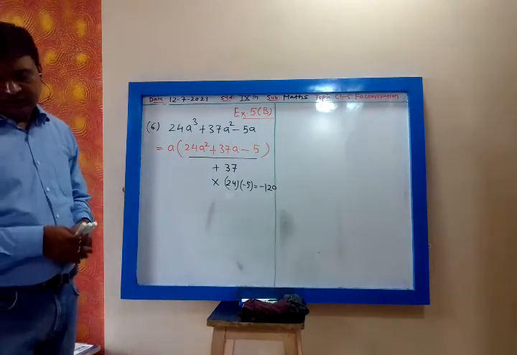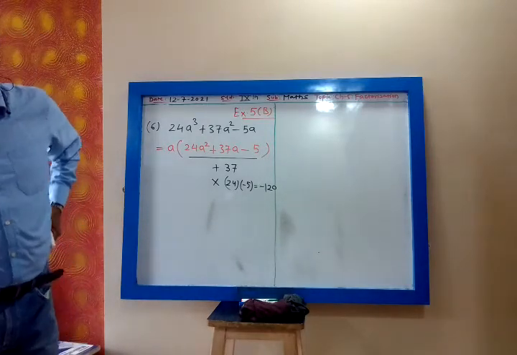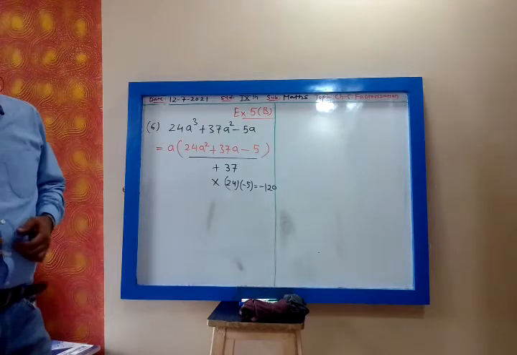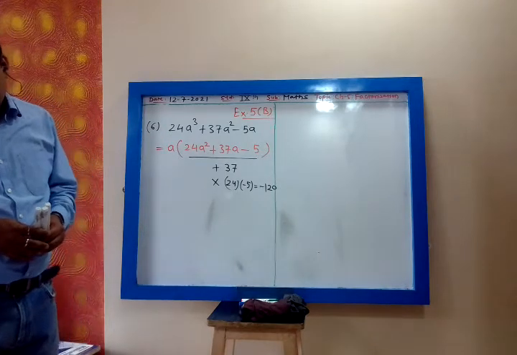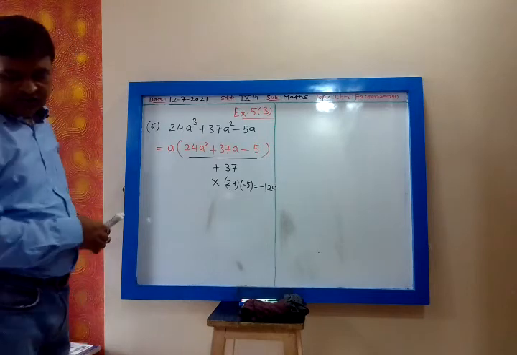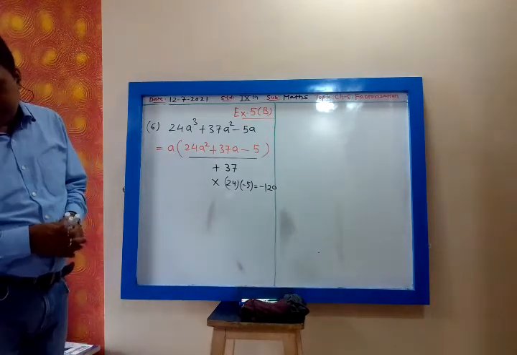Sum is 37 and product is minus 120. What are those two numbers? Yes. What are those two numbers? Find two numbers.